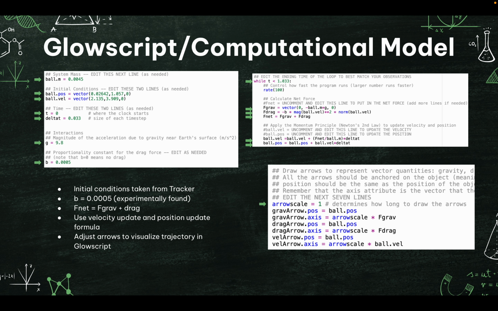Inside the calculation loop, we updated our FNet by separately calculating the gravity force and drag force according to the equations I mentioned before and added those together. This is vital because then it is used in the velocity and position update formulas. Lastly, I updated the way the arrows look to help me better visualize the trajectory in the computational models.